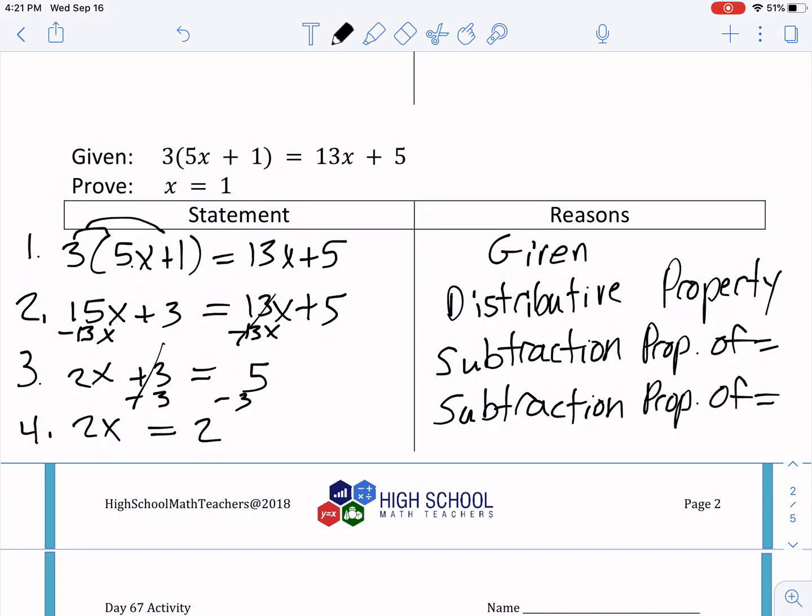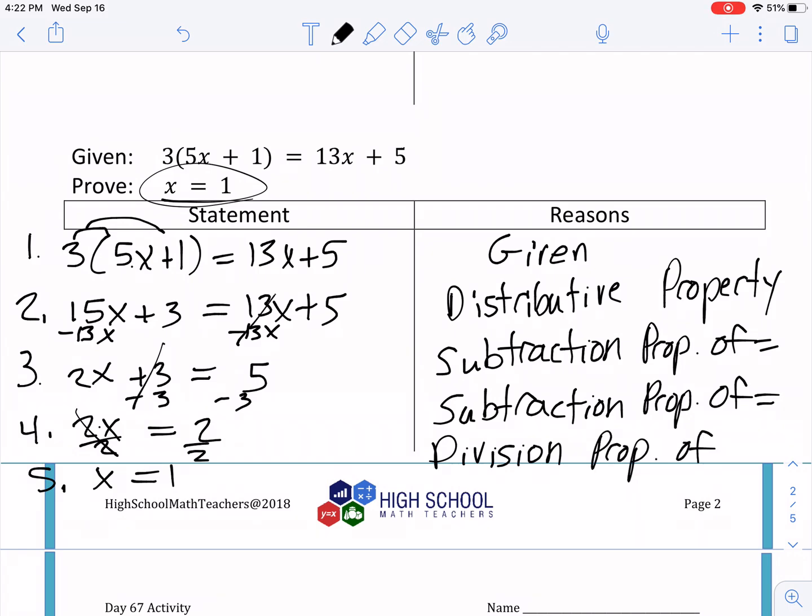Okay? Last step here to get x by itself. Remember, we have multiplication here, so what's the opposite? Divide by 2. And we get statement 5 here: x, because my inverses cancel out, is equal to 1, which is what we wanted, right? So we get x equals 1. Now, why were we able to do that? What did we do to both sides? We divided, right? So the last reason here would be the division property of equality. Okay? So this is just a couple of examples, and we'll go through some more tomorrow.